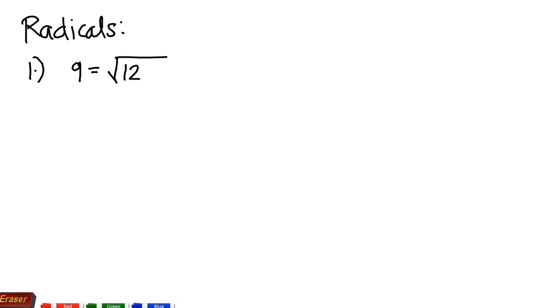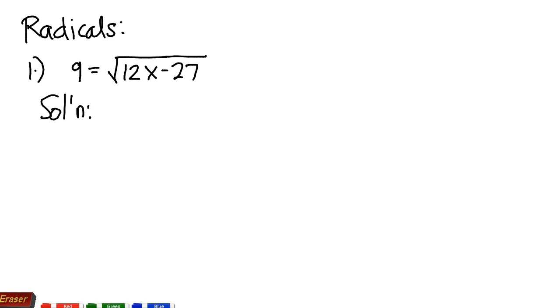Okay, so let's proceed to the next example. The next example involves radicals. So example number 1, you have 9 is equals to the square root of 12x minus 27. So the equation now involves a radical sign. In order for us to get a linear equation, we're going to remove the radical sign. So how are we going to do that?